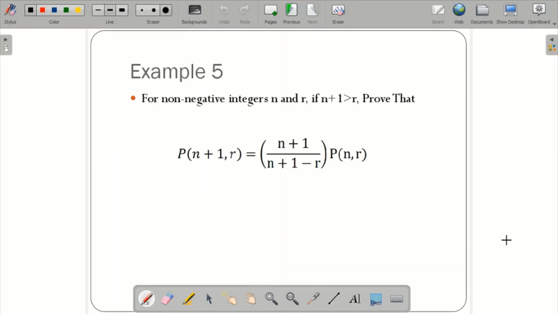Next is example 5. For non-negative integers n and r, if n plus 1 is greater than r, prove that this is equivalent to this.